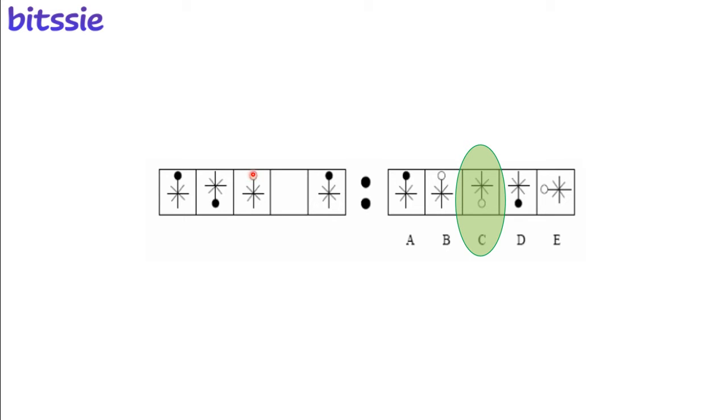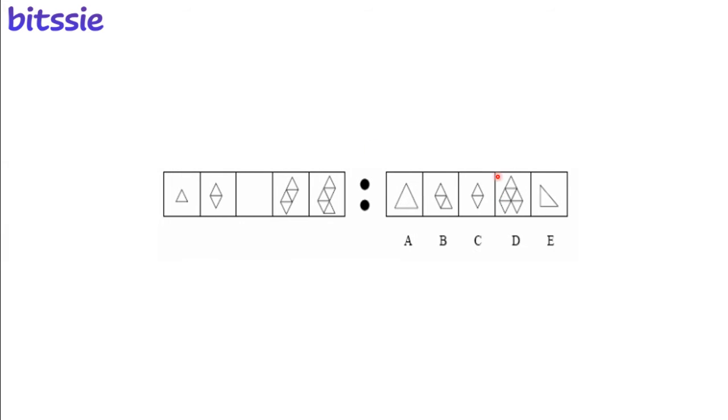And if we flip it, we'll get either C or D as it's on the bottom, and then keeping the color gives us C. Let's look at question 3 now. Our first box, we have one triangle. Then we have 2. Then we have our blank. Then we have 4. Then we have 5.